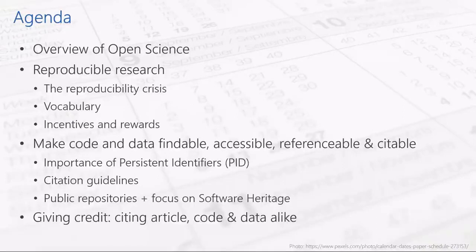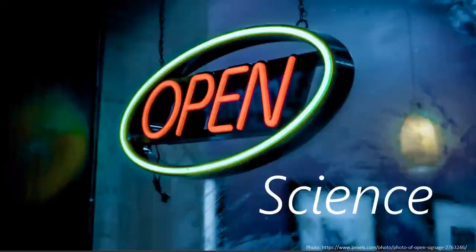And in the end, I will take things the other way around. That is, once we have our code and data citable and referenceable, how do we cite and reference the works of others, not only their articles, but also their data and code. So let's start with an introduction on open science.